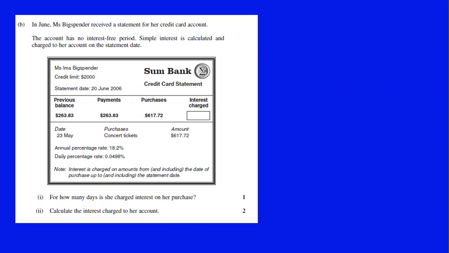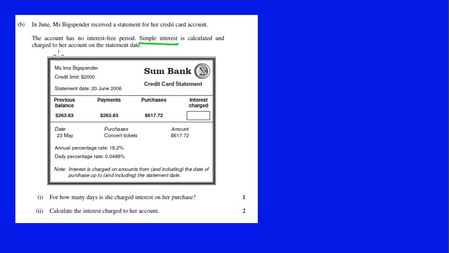Okay. In June, Ms. Big Spender received a statement for her credit card account. The account has no interest-free period. Simple interest is calculated. We'll look at that. None of my questions that I've chosen have got compound interest, funnily enough. But simple interest is calculated on her charge to account on the statement date. Note, interest is charged on amounts from and including. Okay, we've seen that again.